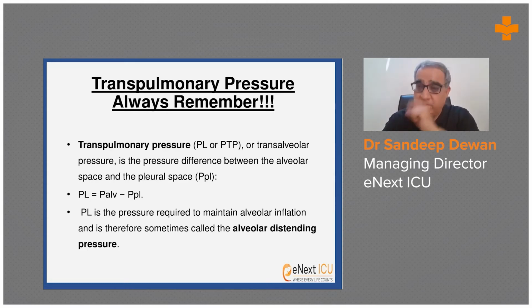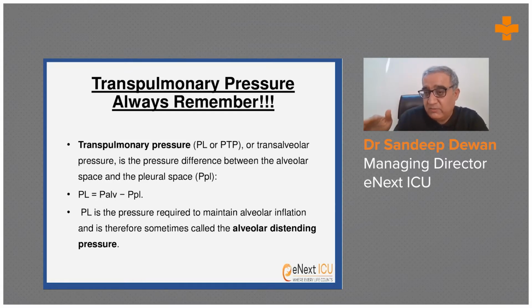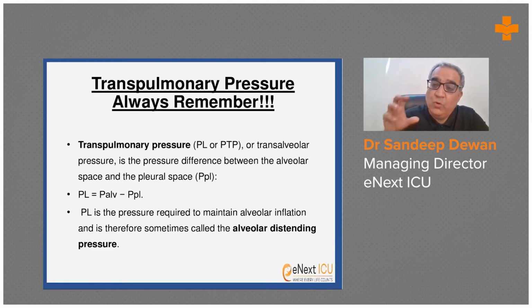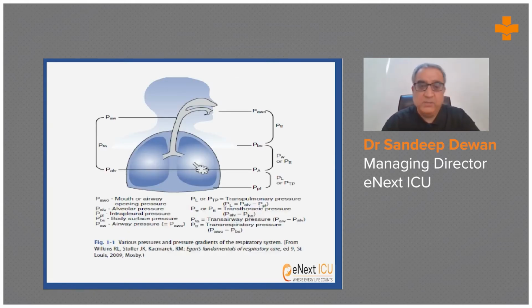And the most important pressure is the transpulmonary pressure. Even if you cannot remember any other pressures, the transpulmonary pressure is the most important. What is that? It is the pressure between the alveoli and the pleural space. There's an alveolus, then you have the lung, and outside that you have the pleura. The pressure between the pleura and the alveoli is known as the transpulmonary pressure, also known as the alveolar distending pressure. That means, to open the alveoli, the amount of pressure that you need to apply is known as the transpulmonary pressure or alveolar distending pressure.